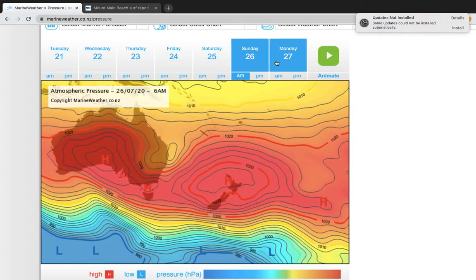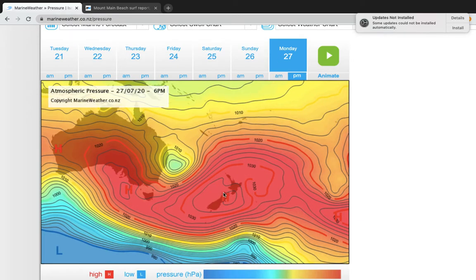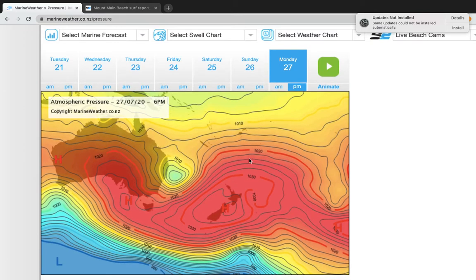Here we have a high pressure. Because the pressure gradient is so low, that means the winds are going to be really light and we're going to have nice weather.